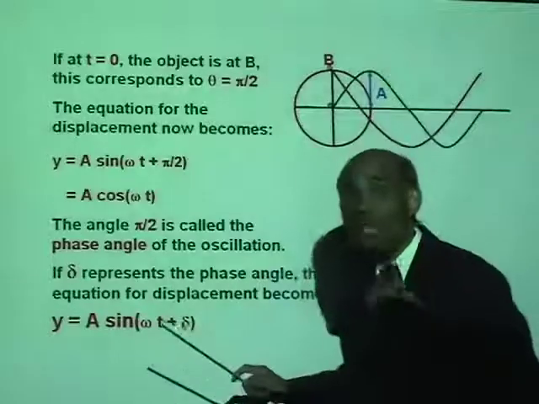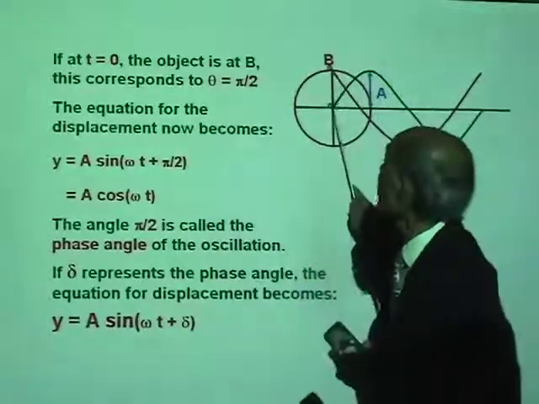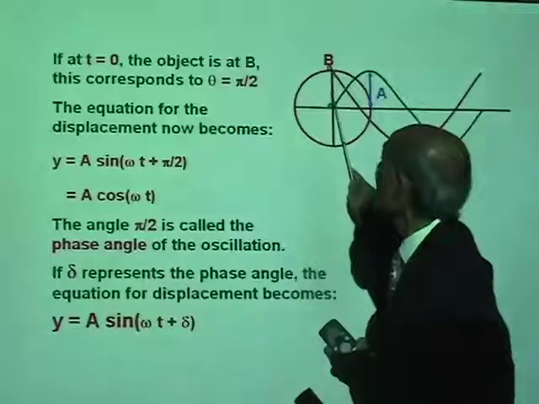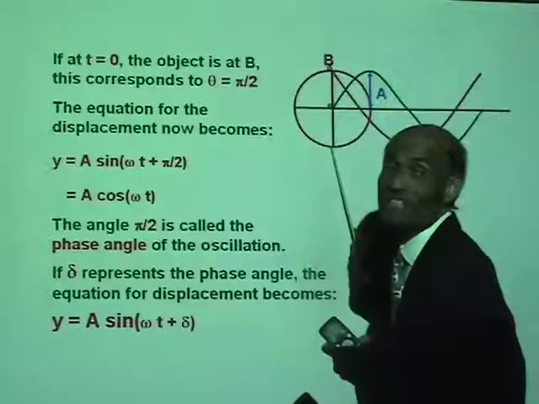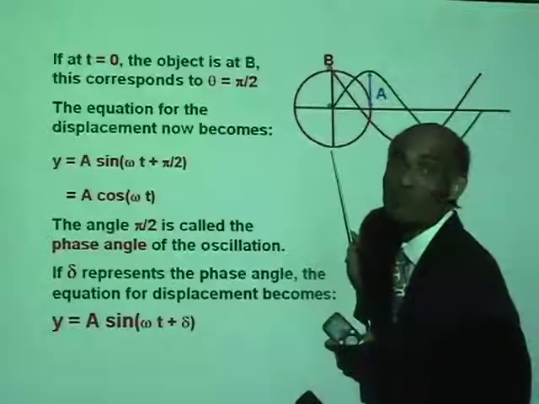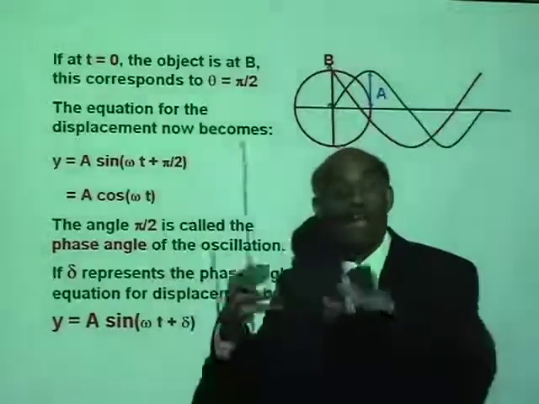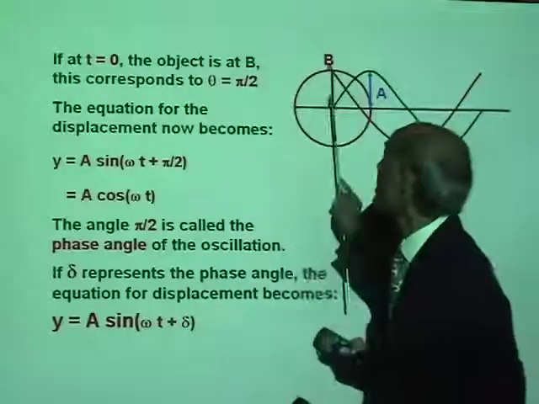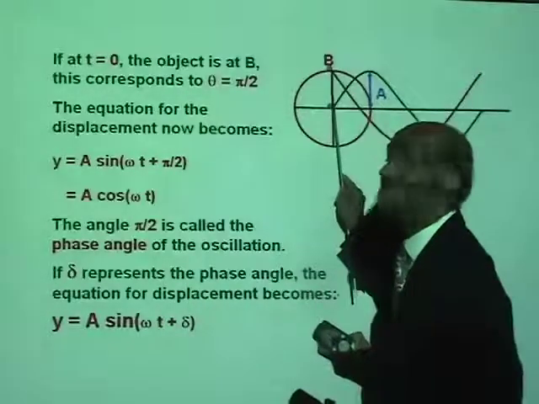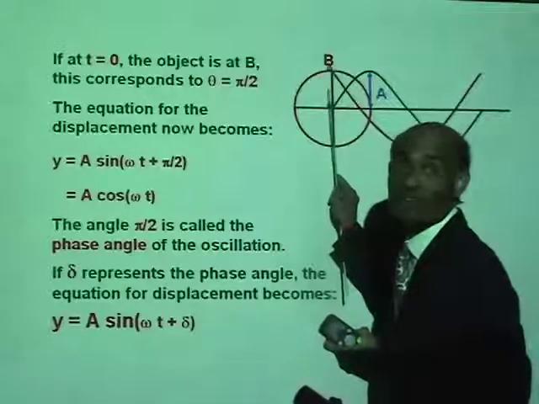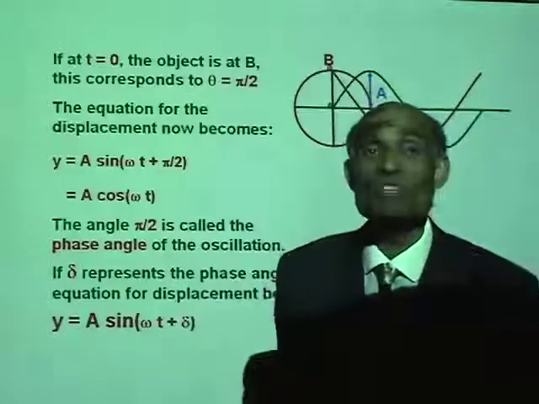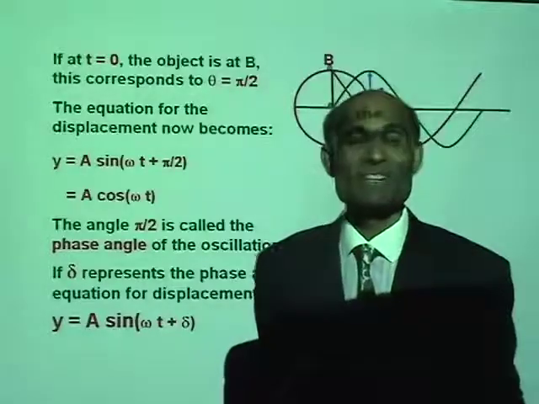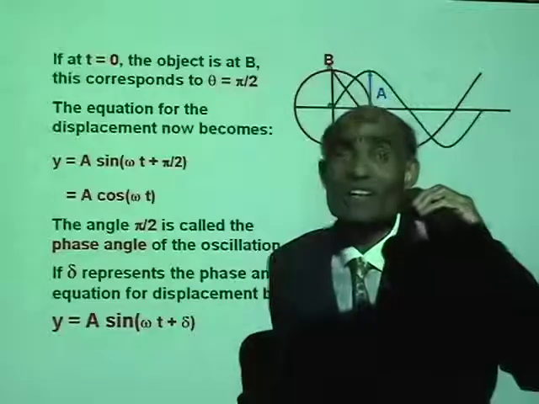If this delta is 3 pi by 2, it means the object has gone up, come back to the origin, and has now gone all the way down. It is at the lower extreme. And delta can have any intermediate value. When the oscillating object is here, delta has a value. So what does the value of delta really tell you about the state of oscillation? It tells you where exactly the object is when you start your clock.